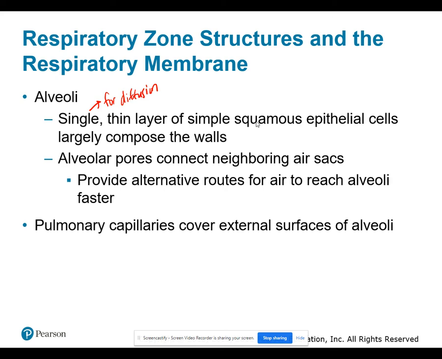Now, the alveoli contain alveolar pores between neighboring air sacs, and this actually allows air sacs to join to each other to provide multiple alternative routes for air to reach alveoli that are exposed to the outside oxygen faster. There are also things in this area known as pulmonary capillaries. Pulmonary meaning lungs, so capillaries in the lungs that cover the alveoli that allow the oxygen to be transported right into your cardiovascular system to be pumped to the rest of your body.